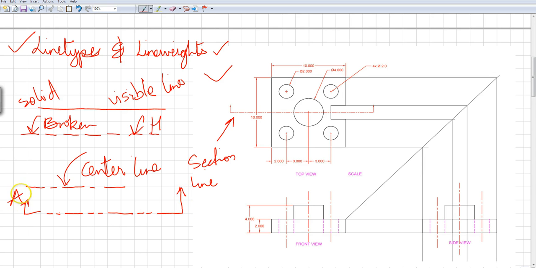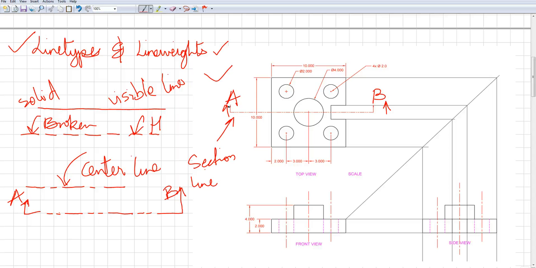So I can call this A and B. I can say I cut this object from A to B, and the arrow means I'm looking in that direction when I cut the object. So that is my section line.